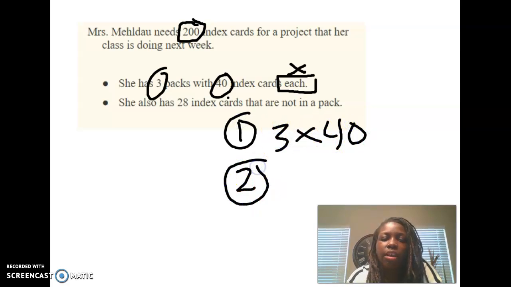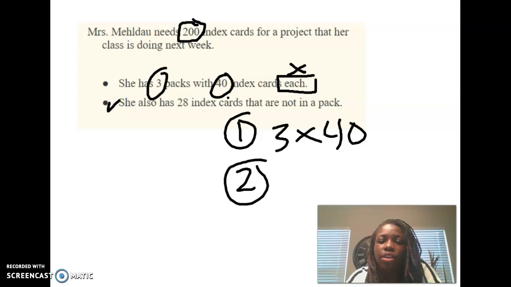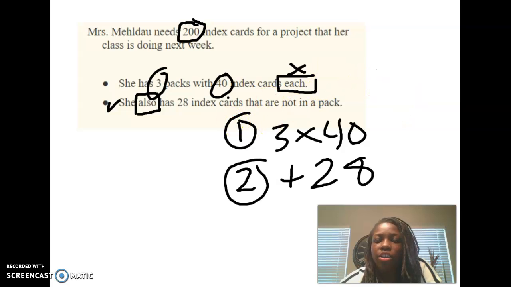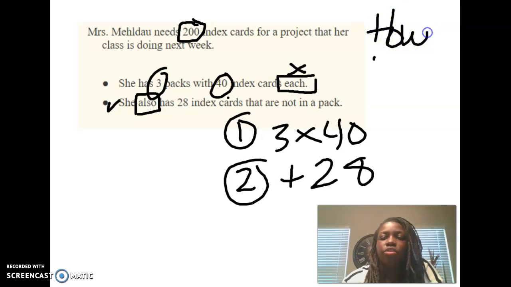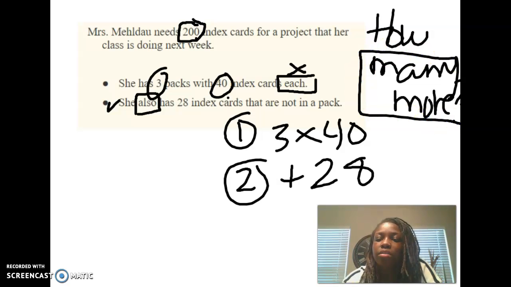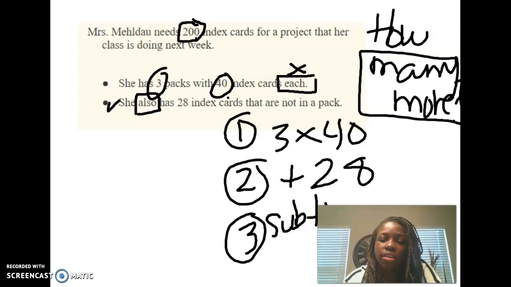All right, let's look at my second step. She also has 28 index cards that are not in a pack. So also means like you're adding 28 more. So then I'm going to add 28 more cards that are not in a pack. All right. So the question is, how many more does she need? You didn't see the question, but that's the question. How many more does she need to meet her goal of 200? So many more means to do what? Good, subtract. So I know I'm going to subtract that from 200.